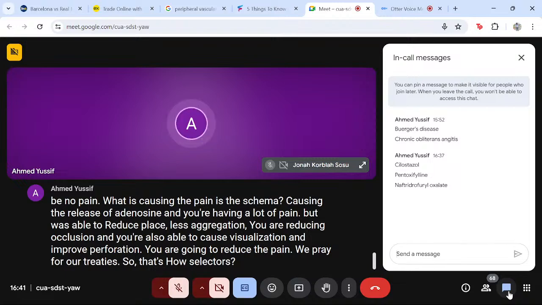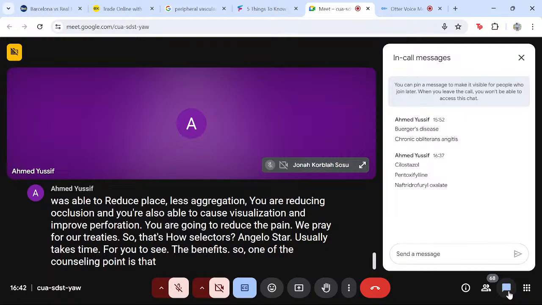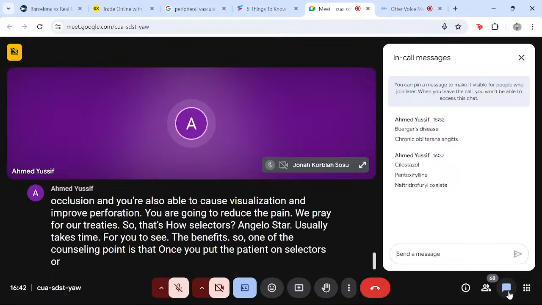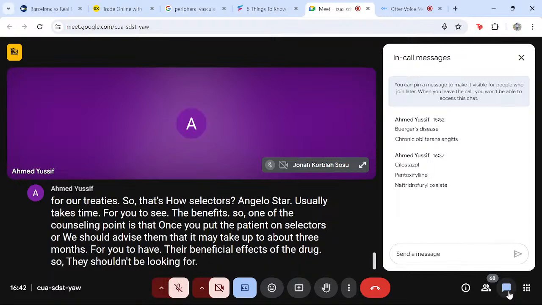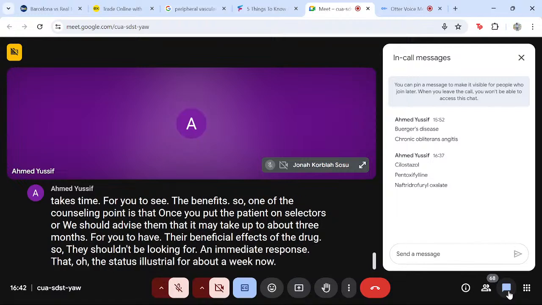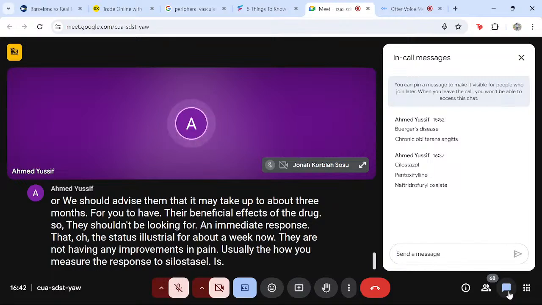And cilostazol usually takes time for you to see the benefits. So one of the counseling points is that once you put the patient on cilostazol, you should advise them that it may take up to about 3 months to have the beneficial effect of the drug. So they shouldn't be looking for an immediate response, saying they started cilostazol about a week ago and are not having any improvement in pain. Usually, how you measure the response to cilostazol is pain-free walking distance.